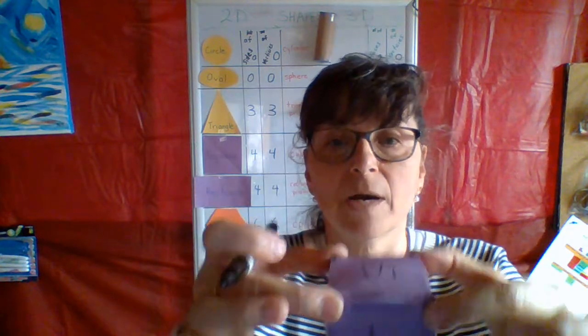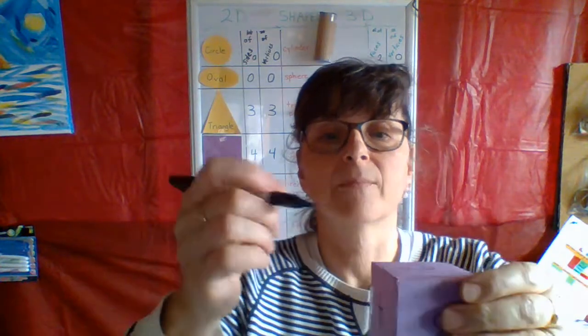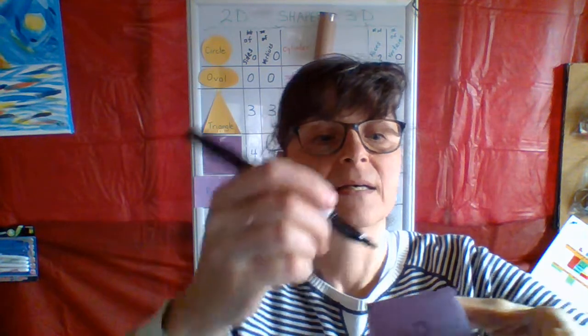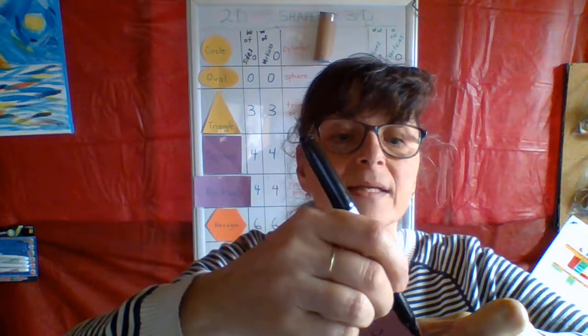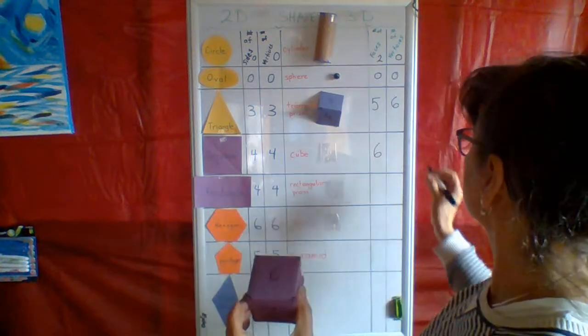So those are the top. We have 4 on the top, and I'm going to flip it over and get the bottom ones. 5, 6, 7, 8. So we have 8 vertices.